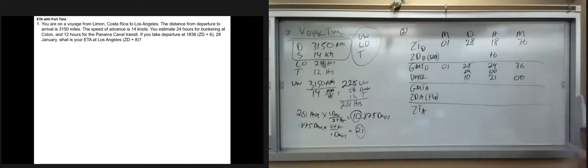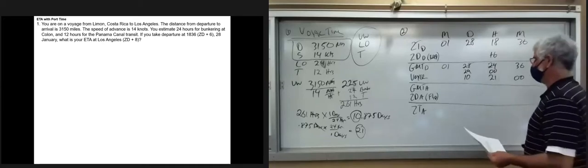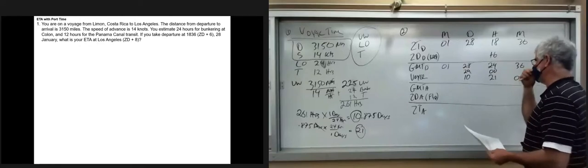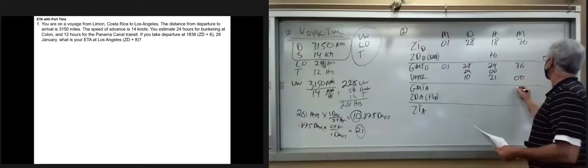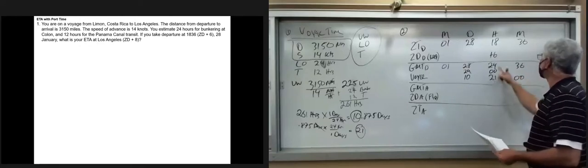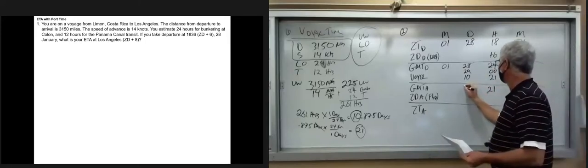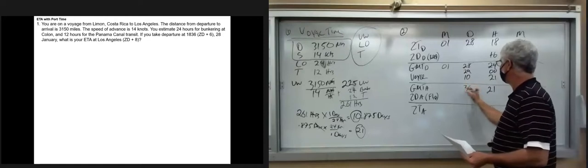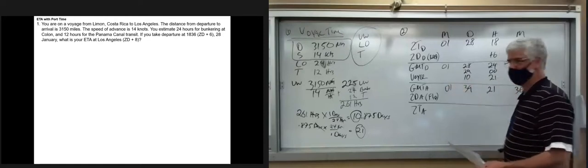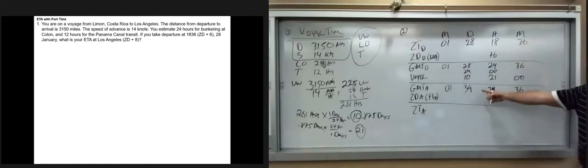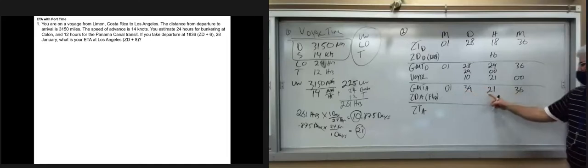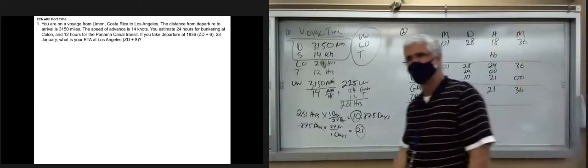So Olivia, what's my zone time of arrival? My GMT of arrival. What am I going to do with all these numbers? 36. What's 21 and 0? 21. What's 10 and 29? 39. And what's 01? 01. Oh, crap. It's January 39th at 21:36. What's the problem there?